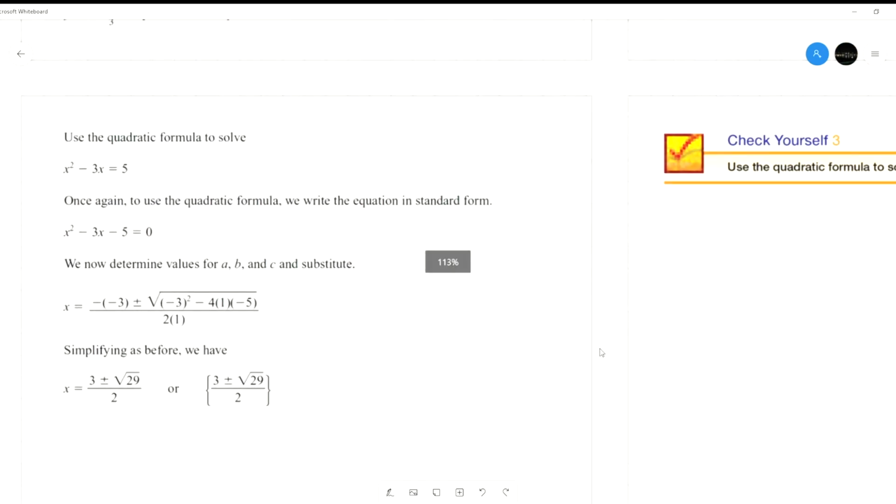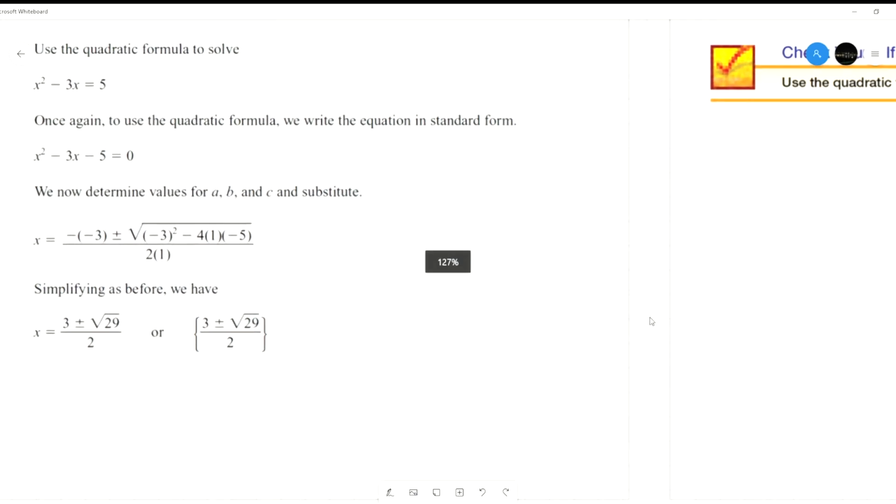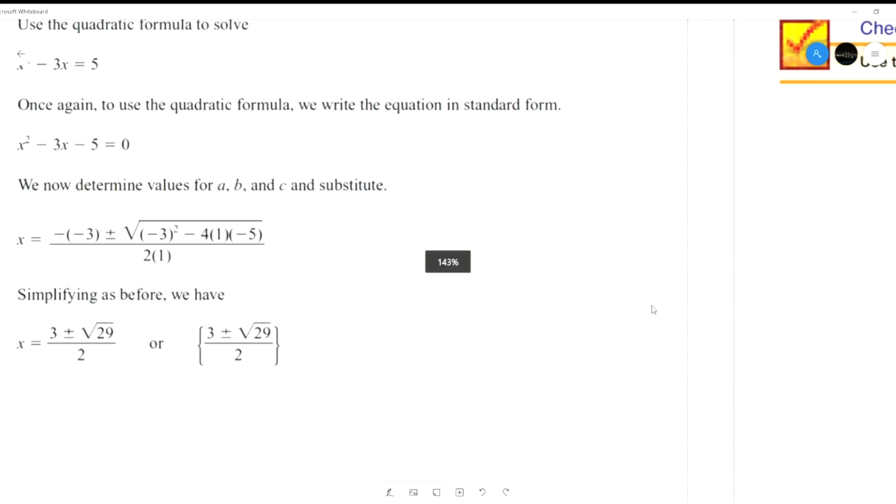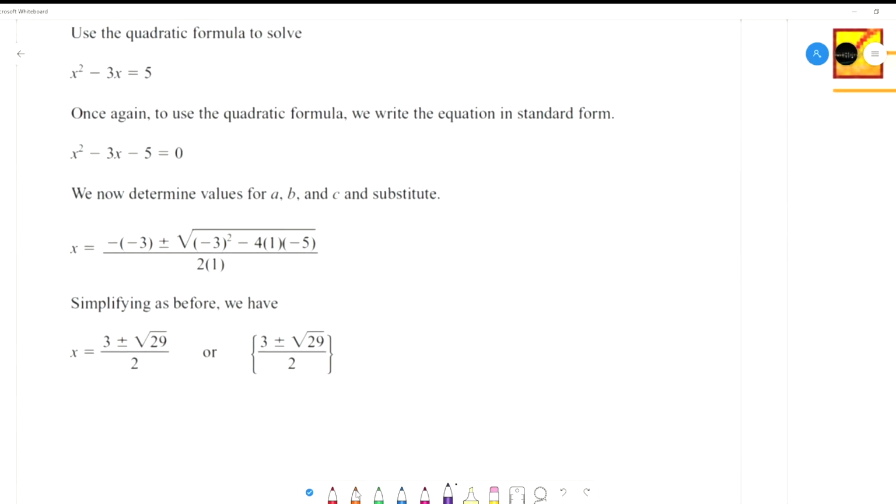So here's an example of a quadratic equation where the answer will be in radical form. First we set this equal to 0, so we subtract 5 from both sides and get x squared minus 3x minus 5, right? That means a is equal to 1, b is equal to negative 3, and c is equal to negative 5. So this is our negative b plus or minus the square root of b squared minus 4ac, and then this is our 2a.